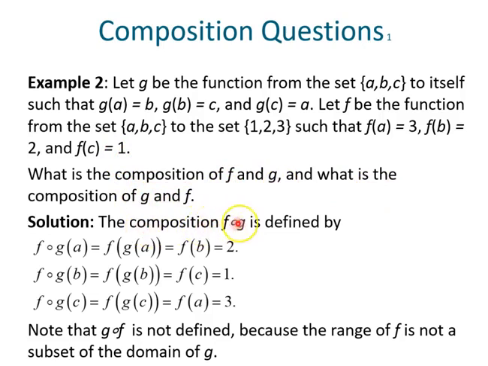The composition of f and g is defined using the definition. So apply first g to A. g sends A to B. So we have f of B, and f of B is 2. So the composition of f and g sends A to 2. And similarly, it sends B to 1 and C to 3.